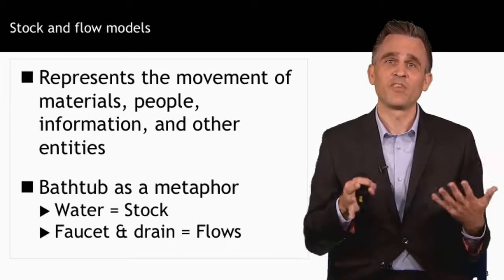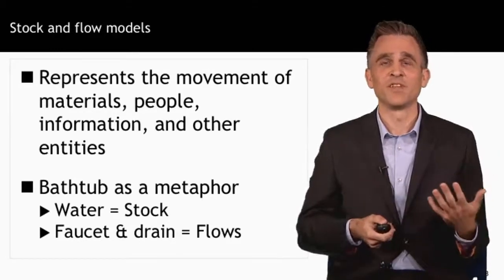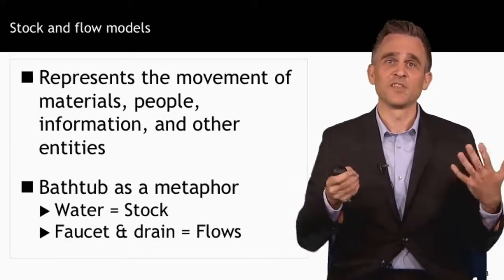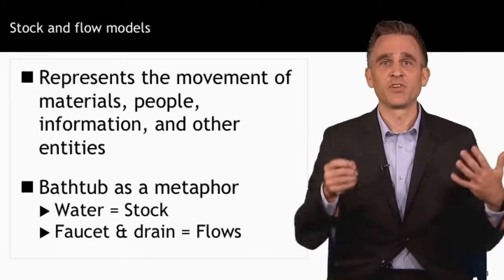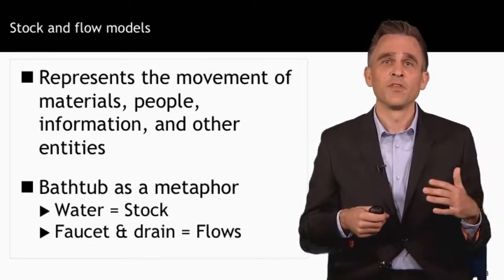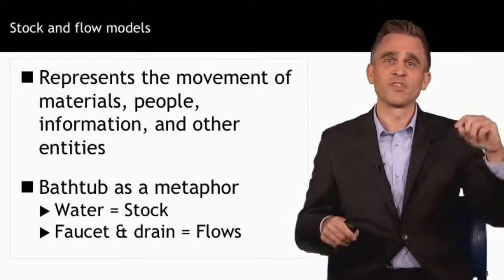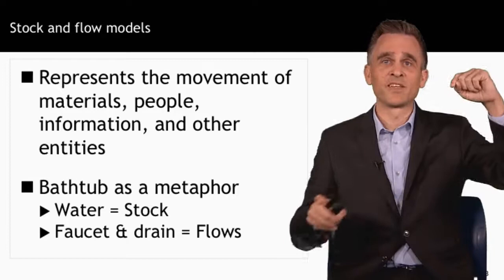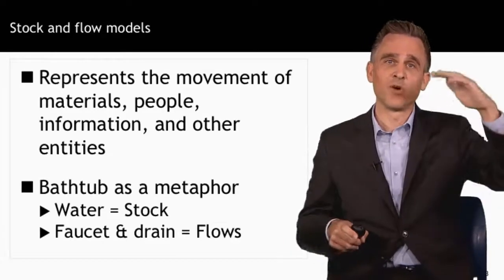You often hear a bathtub used as a metaphor in system dynamics models. The water in the tub is like a stock because it's something concrete that you can measure and you can accumulate, and it can rise and fall at different levels. The faucet and the drain of a tub represent flows because they're the way in which water enters the tub and how it exits the tub, causing the stock of water to rise and fall.